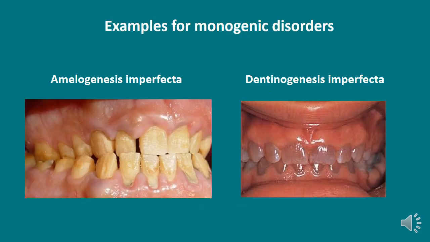Now let's look at some examples for monogenic disorders. One of them is amelogenesis imperfecta. Do you know what's meant by amelogenesis? It is the formation of enamel. So in this disease condition, enamel formation will be imperfect. Then the next example is dentinogenesis imperfecta. So as the name implies, in this condition, dentine formation will be imperfect.